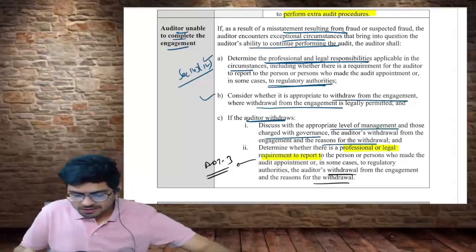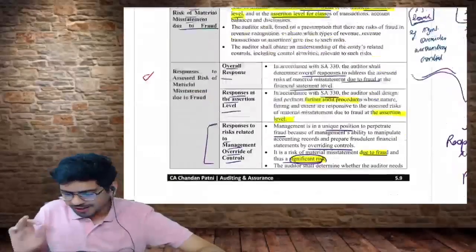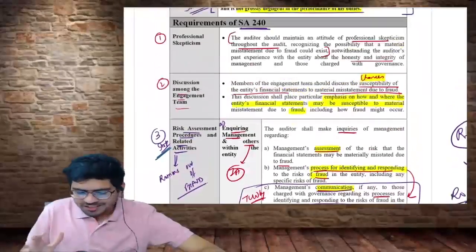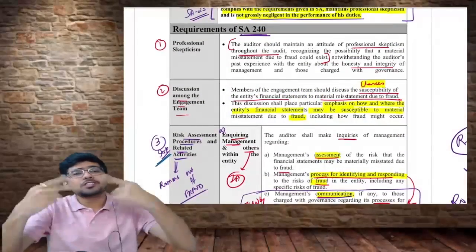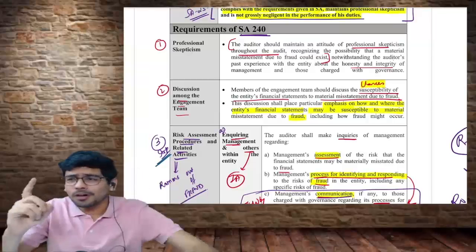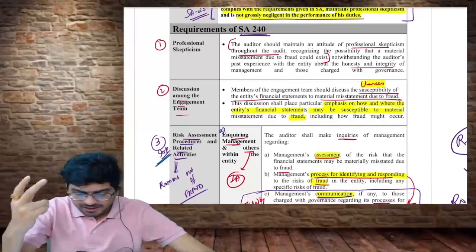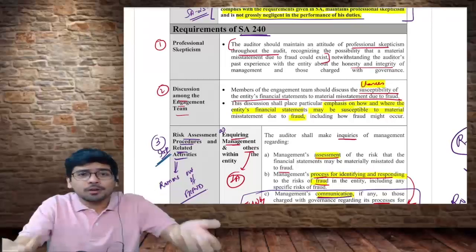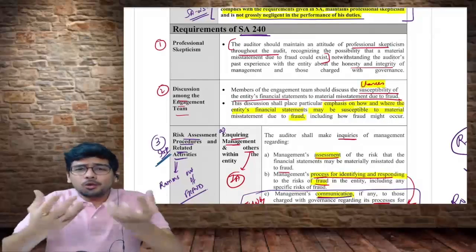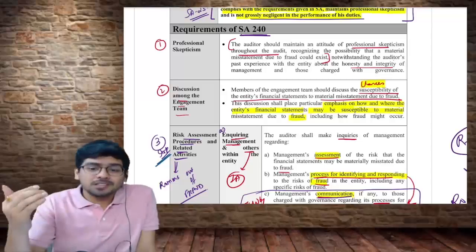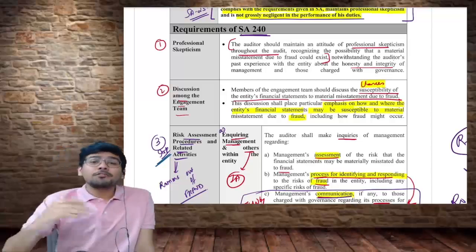So guys, this is all about SA 240. Again, here is what you have to understand in this standard, the requirements. First is professional skepticism, the one point that the auditor needs to be aware of throughout the audit with respect to fraud. Second, we need to discuss with our engagement team the chances of fraud, where in the financial statements fraud can happen. Third, we do the RAP.